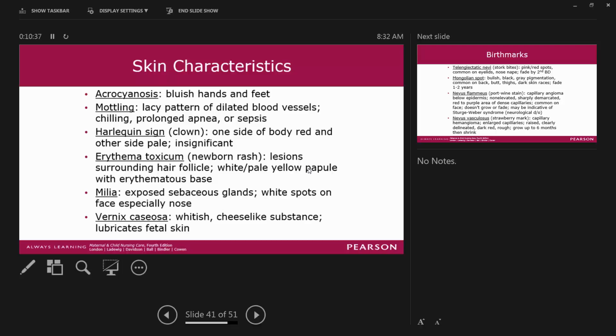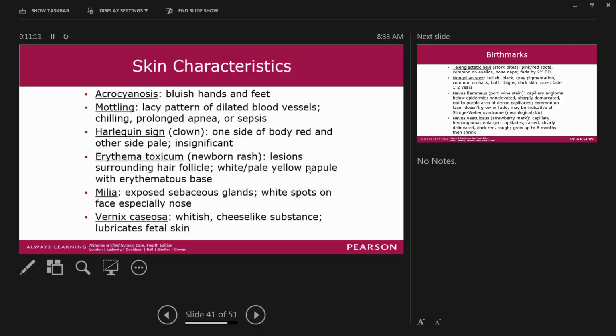Acrocyanosis. So that's when babies' hands and feet are blue or purple colored. This lasts for about 24 to 48 hours. What's happening is baby is shunting their blood to their internal organs. That's the most important thing right now. Babies are trying to adjust to extrauterine life. Okay, so pumping their blood on their own to all their places, breathing, maintaining their temp. These are all new things baby is doing on their own.